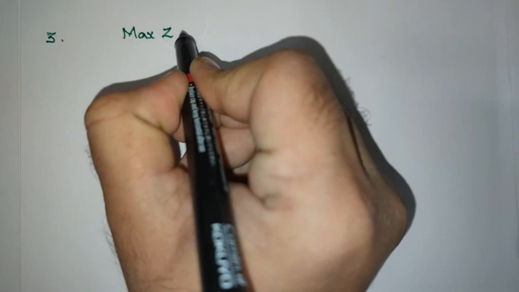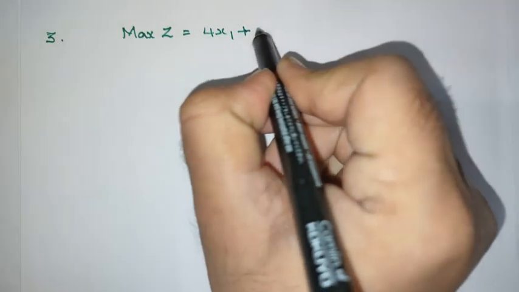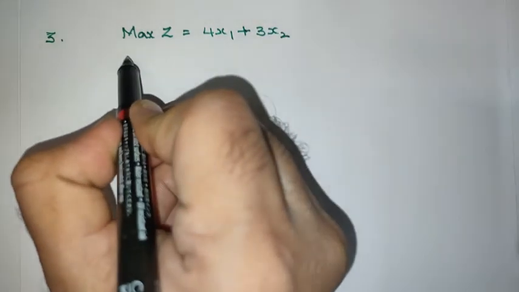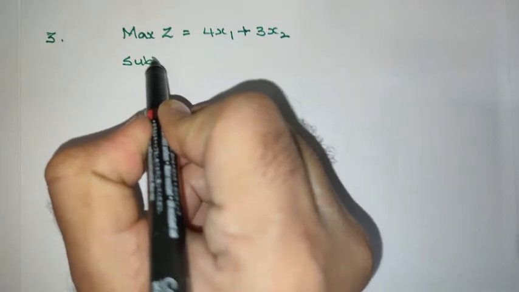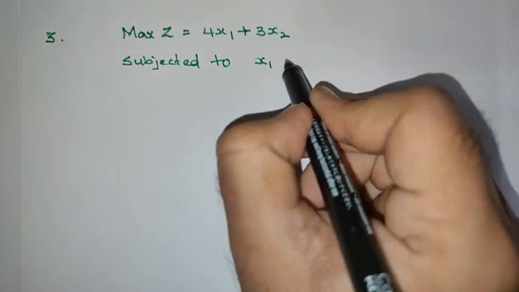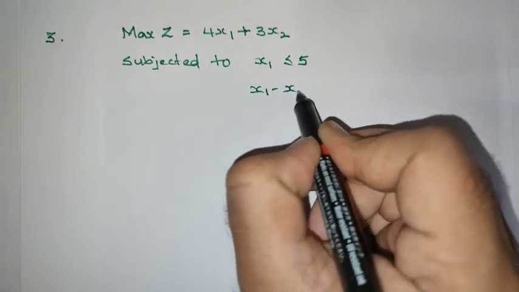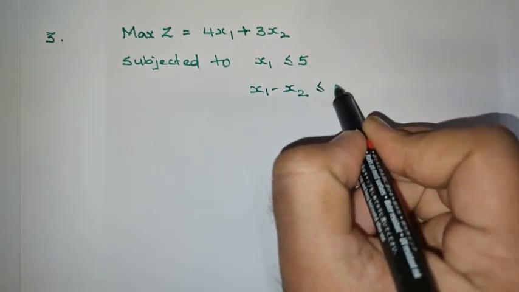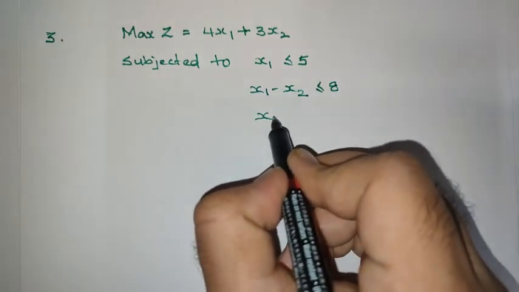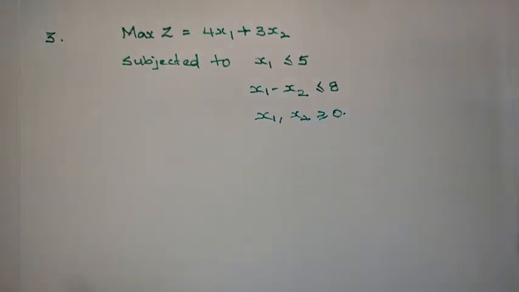Maximize z equals 4x1 plus 3x2, subject to x1 less than or equals to 5, x1 minus x2 less than or equals to 8, x1, x2 greater than or equals to 0. Now we are going to solve this problem.